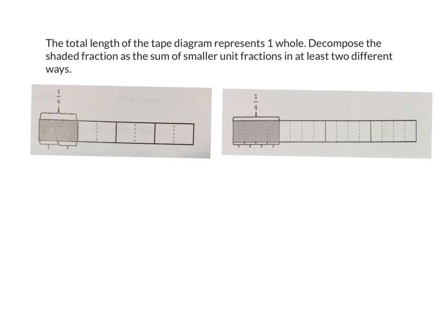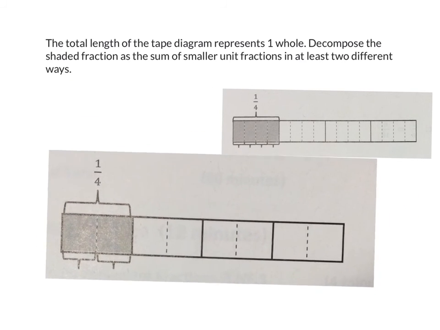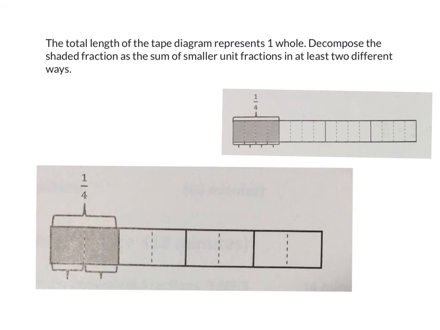12ths. So in both of these tape diagrams, 1/4 is shaded in, but the problem is asking us to decompose it as the sum of smaller unit fractions in 2 different ways, as shown in the picture. So let's look at this first picture first. 1/4 is shaded in, but it's decomposed into smaller sized units. What size is the unit that it's decomposed in? Go ahead and draw the tape diagram and see if you can label each of those smaller sized sections.